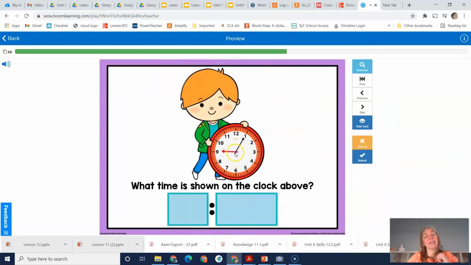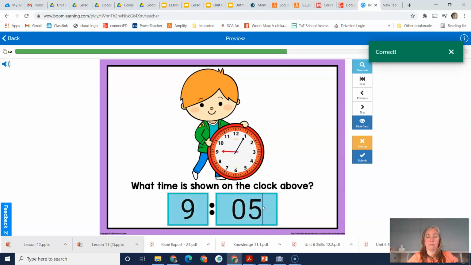My hour hand is pointing almost at the 9. So it is 9 because my minute hand's over on this side. If it's on that side, then I have to be really careful. Since my minute hand's over here, it's pointing at this first big tick mark, so it is 9:05.